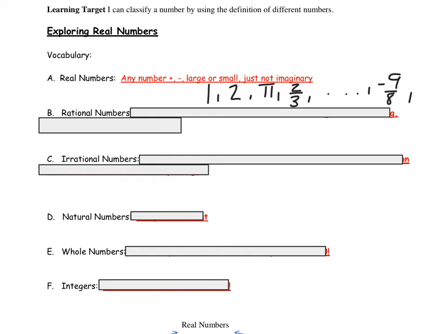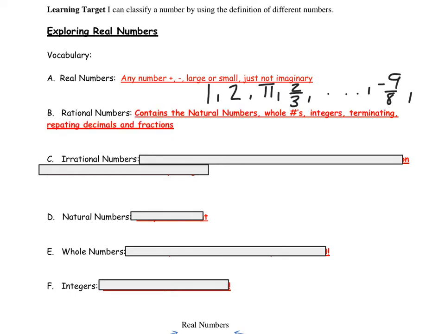Our next number is the rational number. The rational numbers are very special to me, and here's why. The rational numbers contain a bunch of different numbers. They are the natural numbers, the whole numbers, the integers, the terminating decimals, the repeating decimals, and the fractions. So basically, if you look at rational, it has the word ratio. So as long as you can write things as a ratio, it's a rational number.